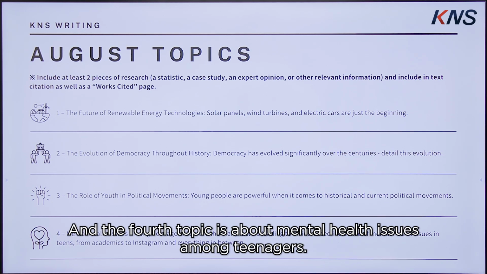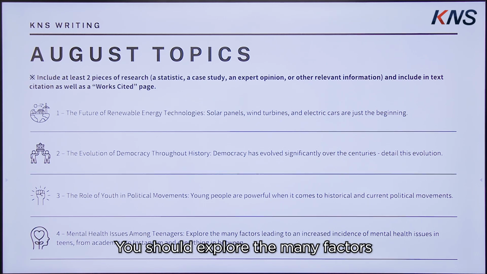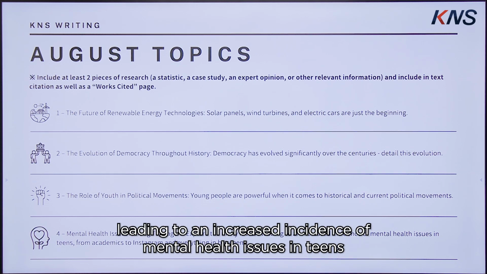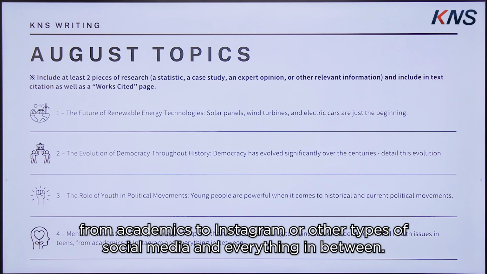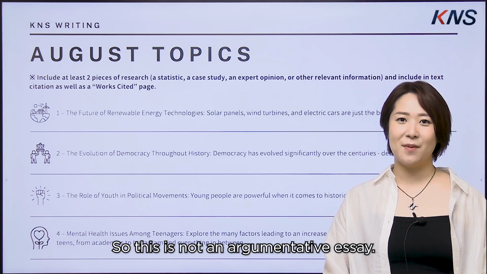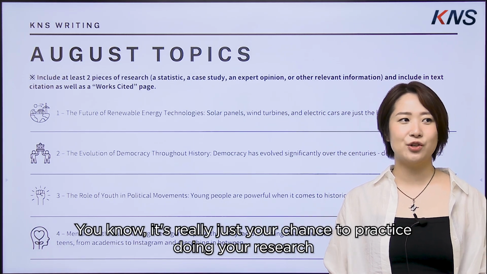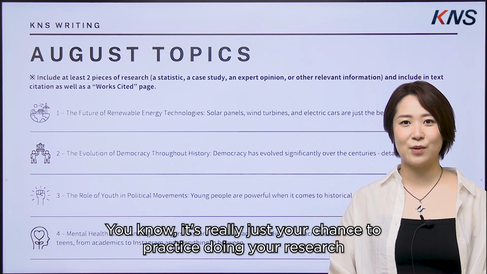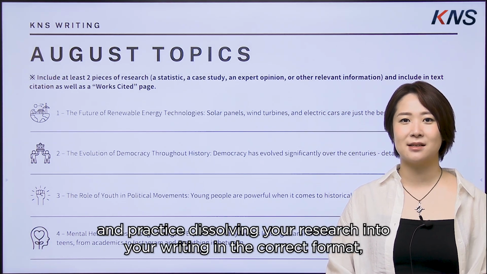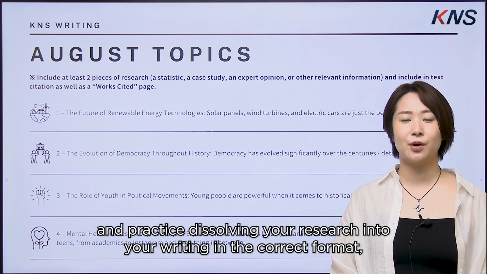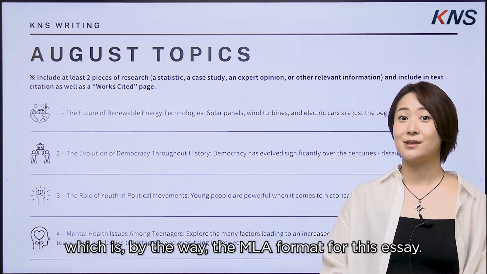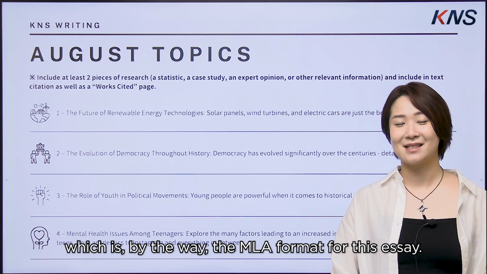And the fourth topic is about mental health issues among teenagers. We should explore the many factors leading to an increased incidence of mental health issues in teens, from academics to Instagram or other types of social media, and everything in between. So this is not an argumentative essay. It's really just your chance to practice doing your research and practice dissolving your research into your writing in the correct format, which is, by the way, the MLA format for this essay.